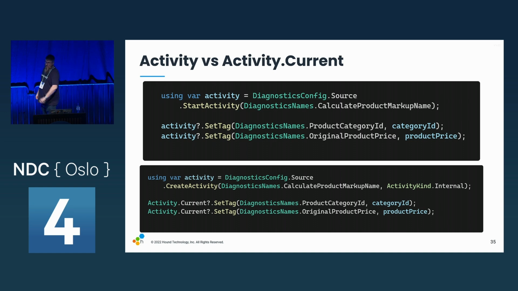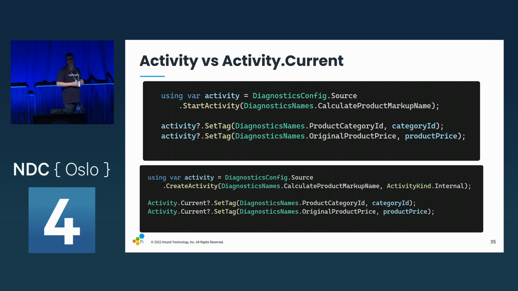Now, in the first example, I could use activity.current, and that would work. And it did in the example that I didn't save. So if you imagine that top example has activity.current, that will add product and category ID to that calculate product markup name, the span that's created for that. It will add them to it, and that'll be fine. However, in the second example, it's going to add it to the parent of that span, not the span that you think it's going to add it to.